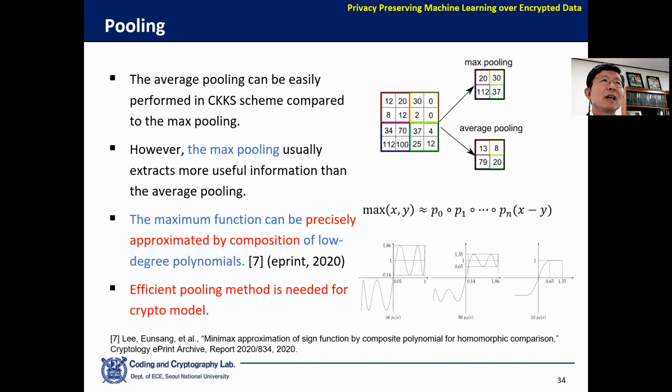Pooling. Average pooling can be easily performed in the CKKS scheme compared to max pooling. However, max pooling usually extracts more useful information than average pooling. The max function can be precisely approximated by a composition of low degree polynomials, which was given in reference 7 by Dr. Eunsang Lee.